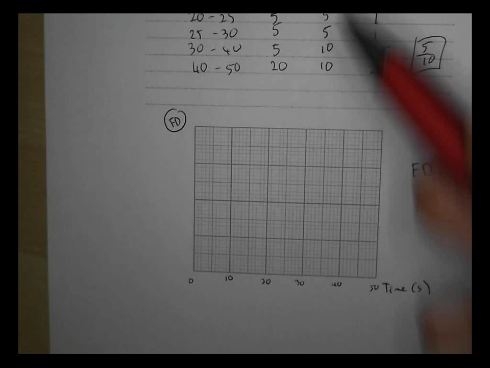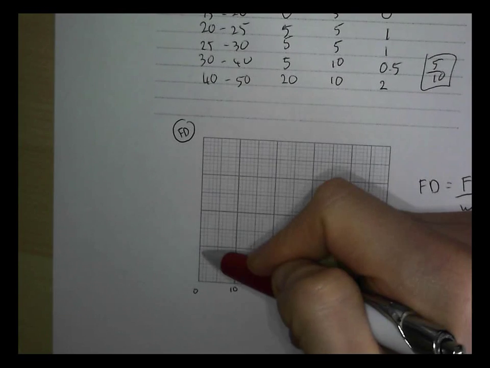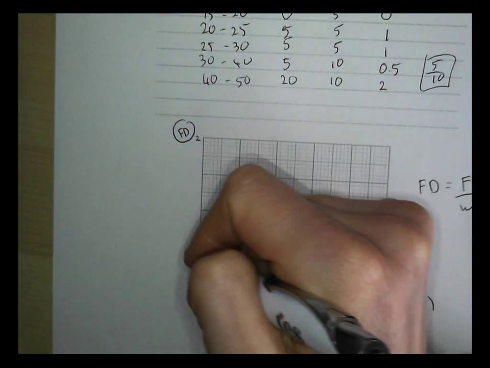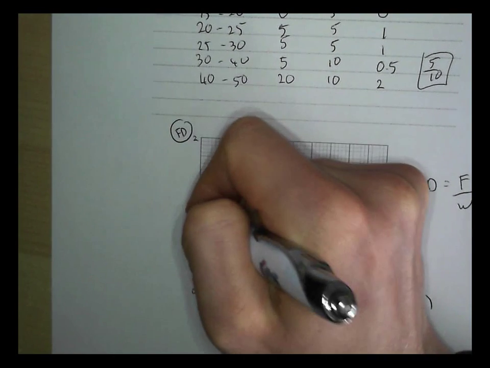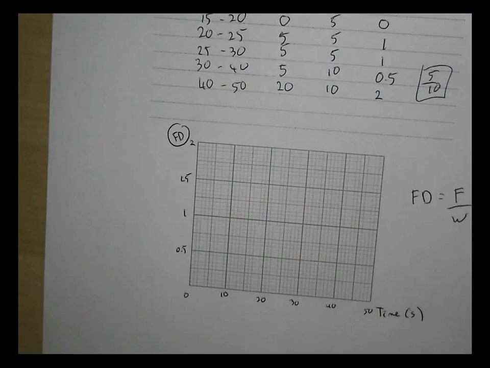Frequency density, I've got to make sure I go up to 2. So I'm going to have 0, will this work? 0.5, 1, 1.5, 2. Perfect, let's have that. And then I've just got to draw my histogram in.